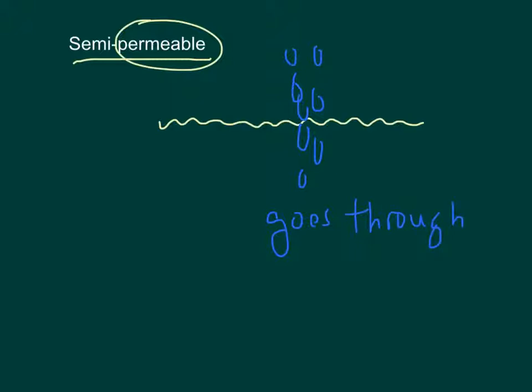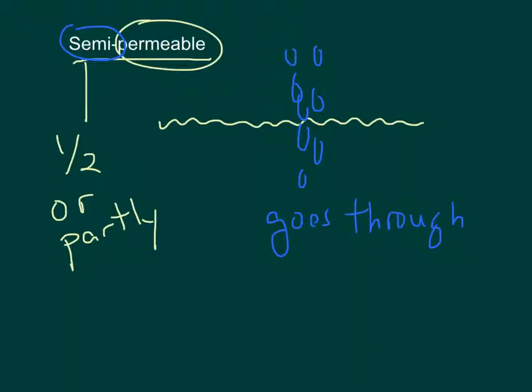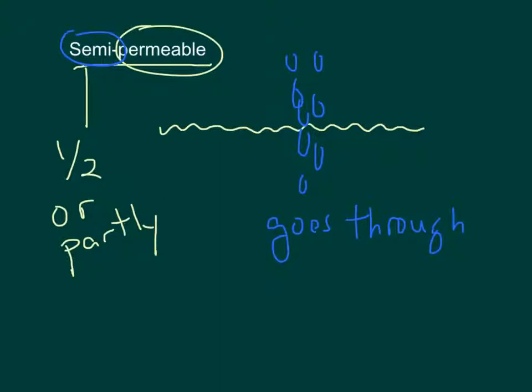Now what about semi in English? Semi means one half or part, partly. So semi-permeable is partly permeable, means that some things can go through and some things cannot. So if I had, for example, a large object like this, and I tried to get it to go through here, it's not going to go through. So some things can go through and other things cannot.